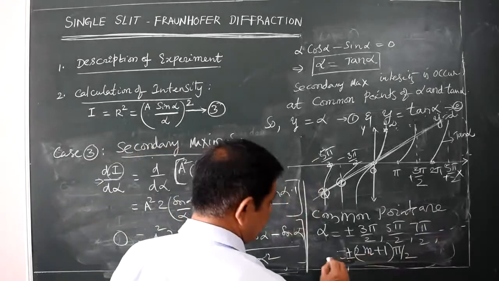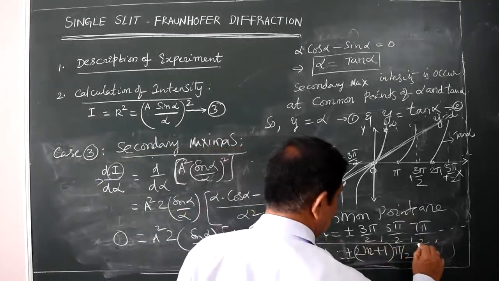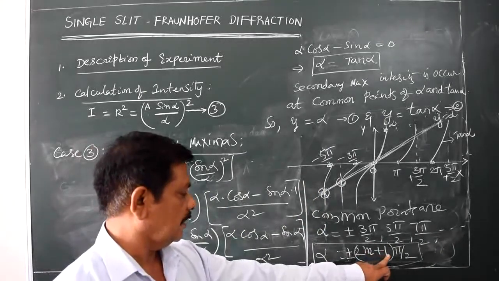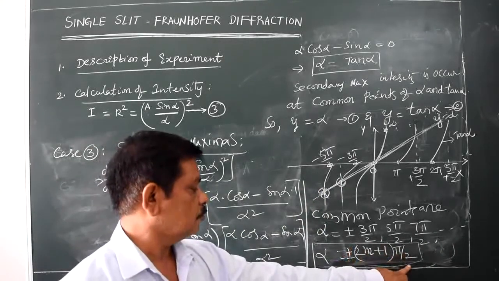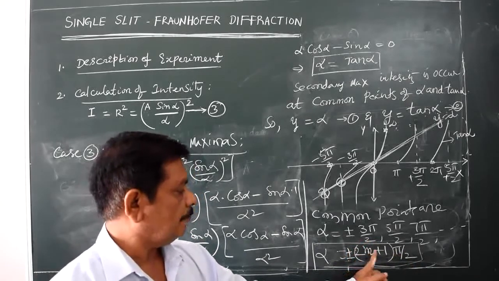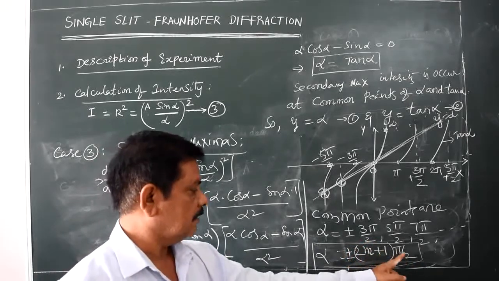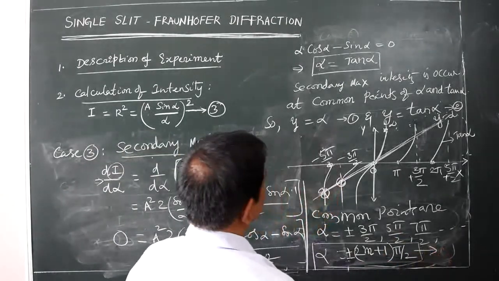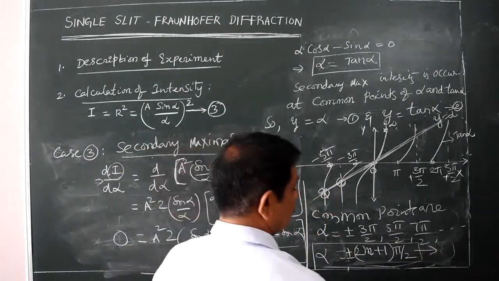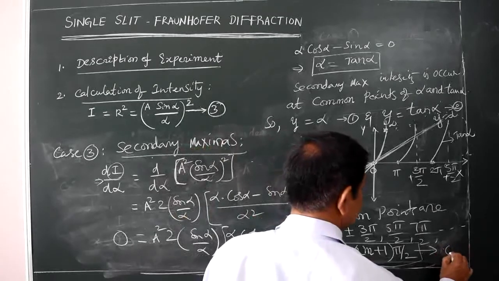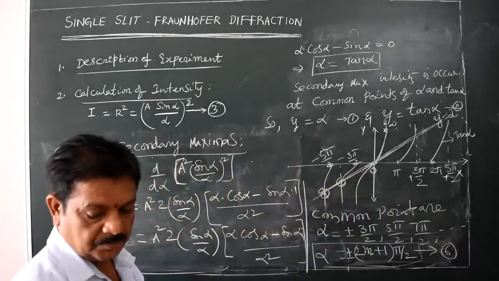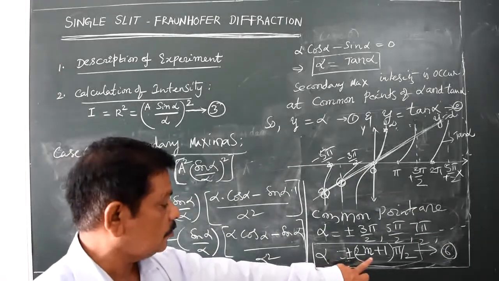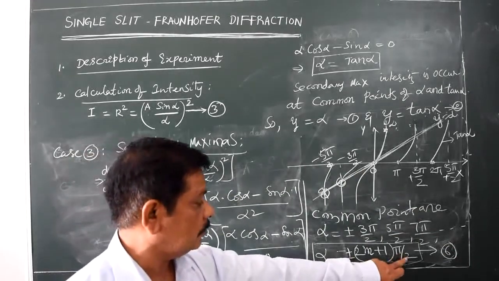In writing the general term, plus or minus (2m plus 1) into pi by 2. Everybody knows what the m value is? M is 1, 2, 3 and so on. Substituting m is equal to 1, 2 plus 1 is 3, so 3 by 2. M is equal to 2, 5 by 2. M is equal to 3, 7 by 2, like that. Equations 4 and 5 are over. This is the 6th condition. So the secondary maximum is formed at alpha is equal to plus or minus (2m plus 1) into pi by 2.